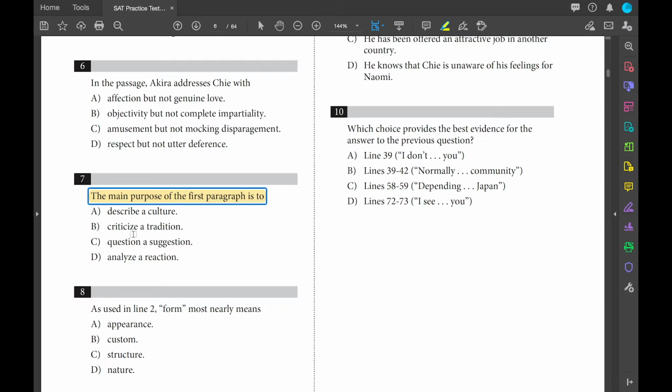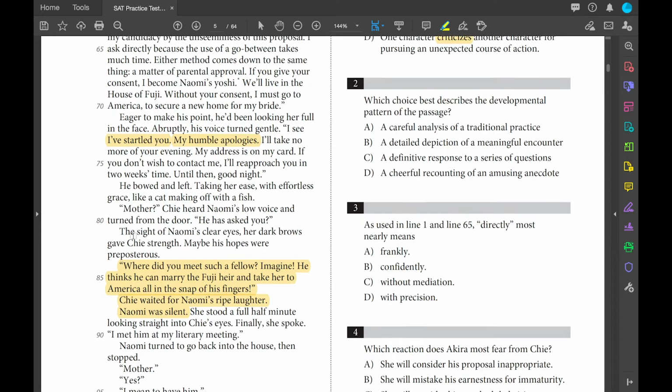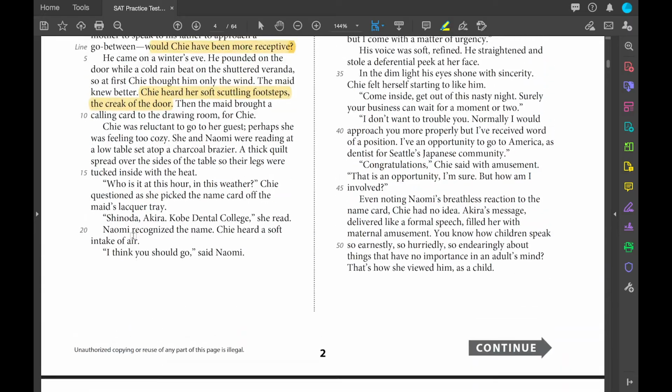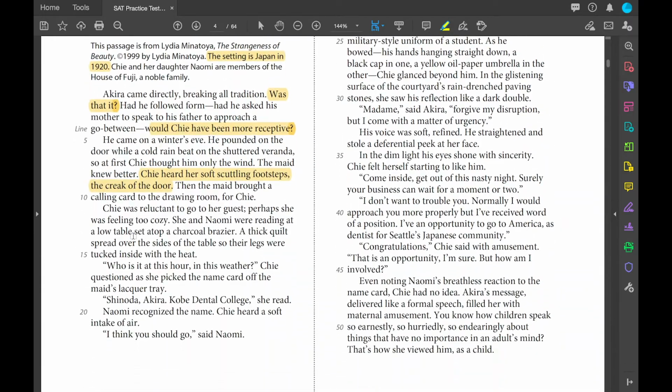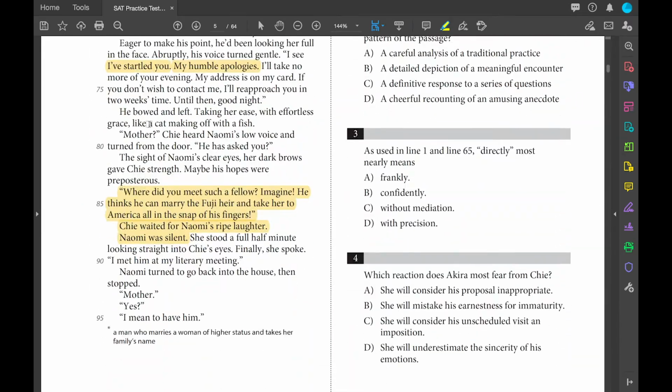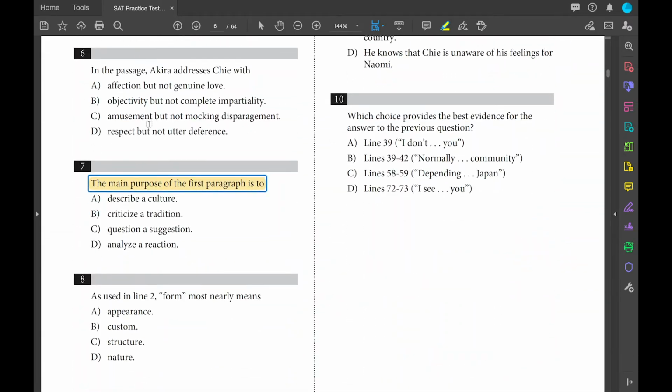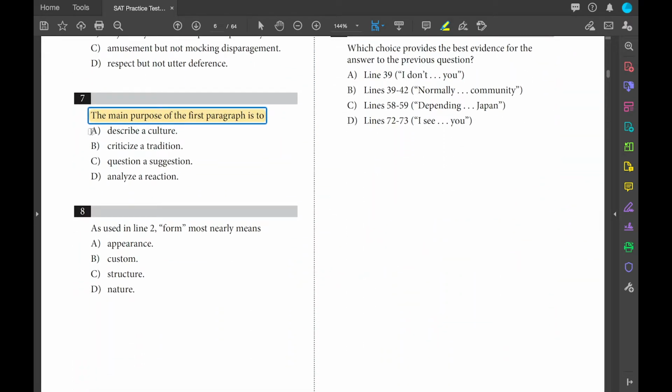So the main purpose of the first paragraph, let's look at it. So the first paragraph here, Akira came directly, breaking all tradition. Was that it? Had he followed form? Had he asked to go to his mother, to speak to his father, to approach a go-between? Would Chie have been more receptive? So it's that questioning. Would Chie have been more receptive? Could he have done something differently? And then in number 7, A, describe a culture.